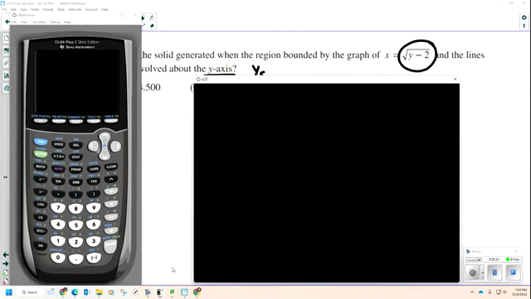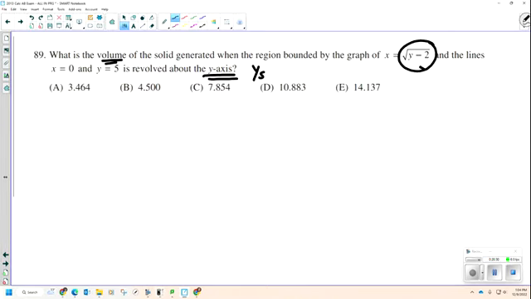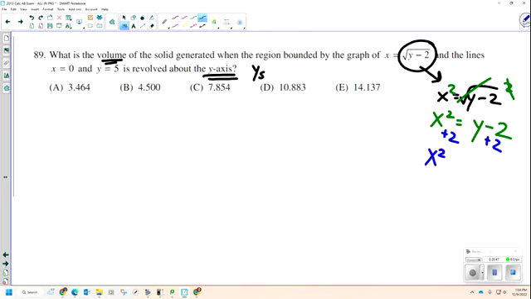If I graph that, I got to solve for y. So that's going to be x squared plus 2? Yep, okay. If I want to solve for y, I have x equals the square root of y minus 2. I'm going to square both sides to get rid of this, so I get x squared equals y minus 2. Now I'm going to add 2 to both sides, so x squared plus 2 equals y. So graphing this is the same thing as graphing that. Now, I want it between x equals 0 and y equals 5.